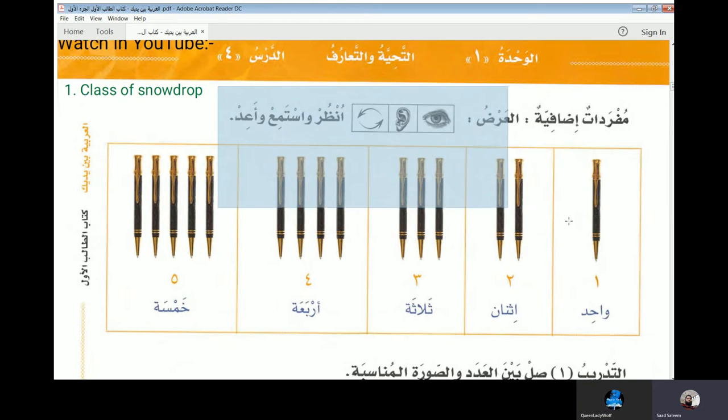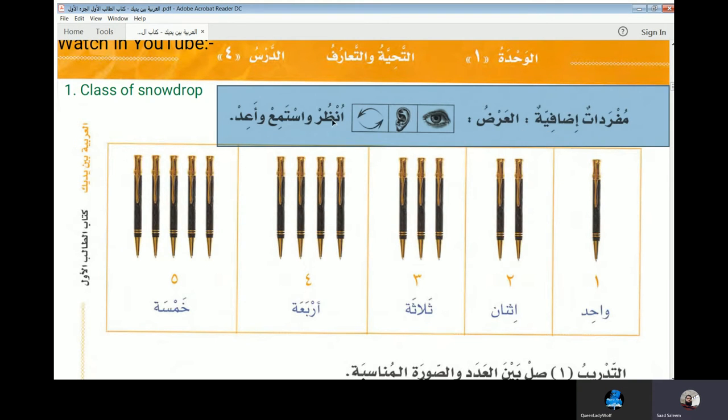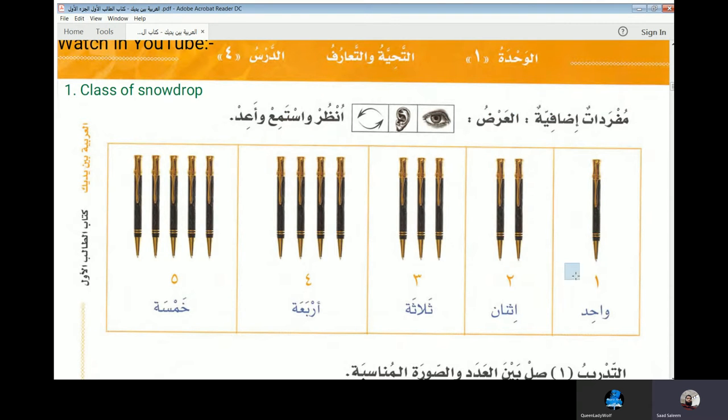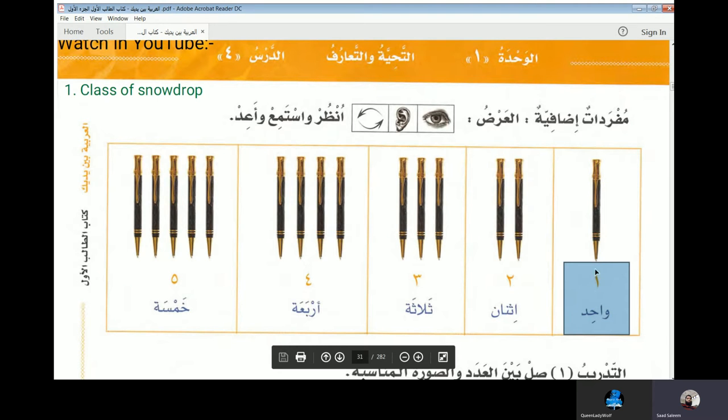We have extra vocabulary. See and listen and repeat. Here you will learn counting. In Arabic this symbol is called one, wahid. And this symbol is two, isnan. Thalatha, arba'a, khamsa. This is counting from one to five. Wahid is one. Isnan is two. Thalatha is three.